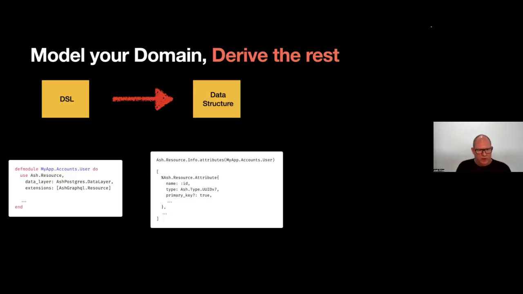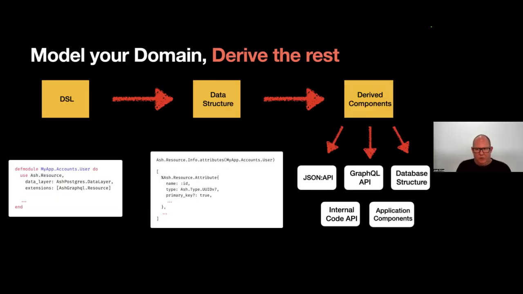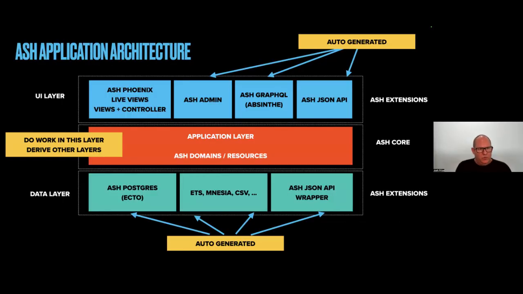Better examples later, but yeah, DSL turns into a data structure. Ash does that, and then we introspect it, and we can generate lots of other bits and pieces. This is another way to think about it. We're doing work in the application layer, the red layer in the middle, and then we're deriving ways to present our app to the world.